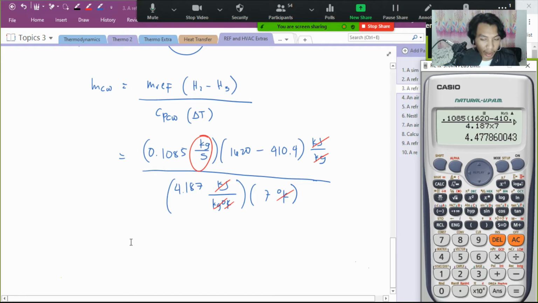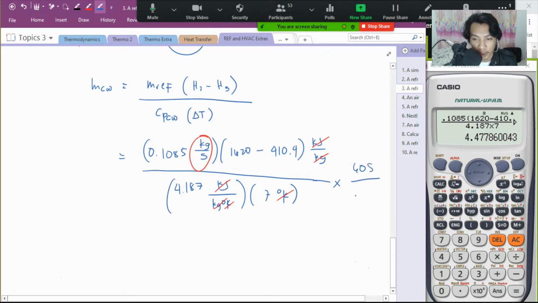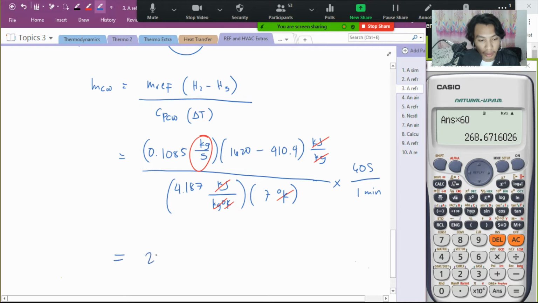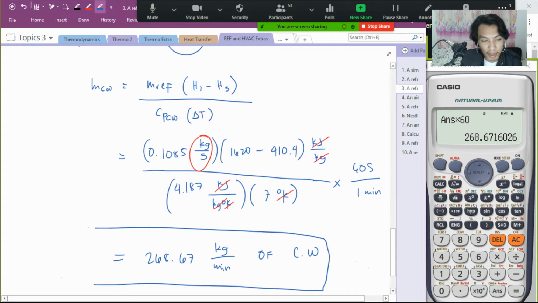Ayan. Seconds to, kaya lang gusto natin is in minutes. Nasa choices daw. So, meron kang 60 seconds in every minute. Times 60. Diretso. The answer will be 268.67 kilogram in every minute of cooling water. That is the answer. Medyo matagal 'tong mga ganitong problem, kailangan talaga alam mo yung process.